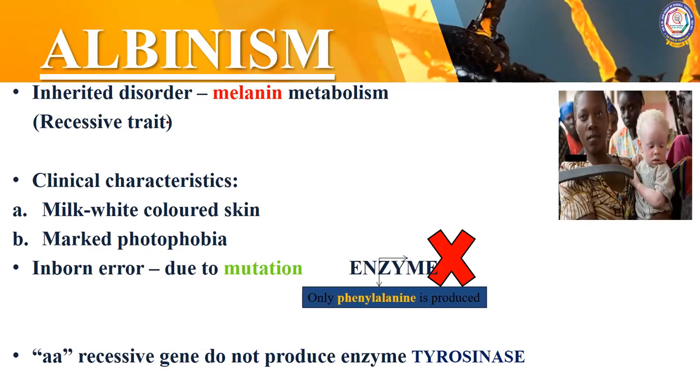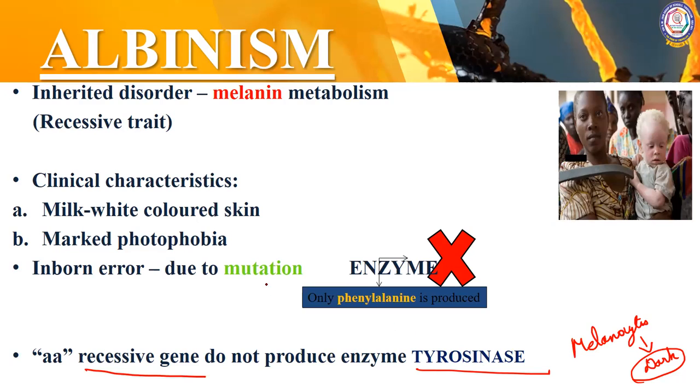Albinism. It's an inherited disorder. Melanin metabolism gets affected here. You can see the picture here, a Negro woman carrying an albino child. It is because of a disorder. The enzyme to be produced is called tyrosinase. This is a recessive gene; the person who has albinism will be recessive. They cannot produce the tyrosinase enzyme, and because of that they cannot produce melanin, which is responsible for the darker skin.